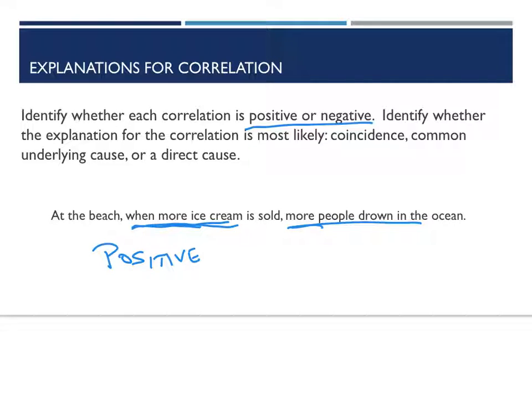It's summertime. It's warm. It's a nice day. It's a hot day. If they're selling a lot of ice cream at the beach, it's probably because there's a lot of people there on a nice hot day. If you have a lot of people at the beach on a nice hot day, you've probably got a lot of people getting in the ocean. The more people at the beach, the more people are going to get in the water, the more people are going to drown. So our explanation for the correlation is a common underlying cause, which could be something as simple as a summer day.